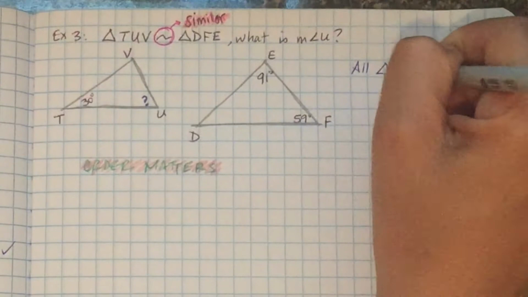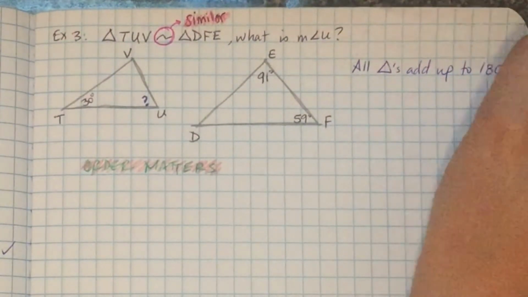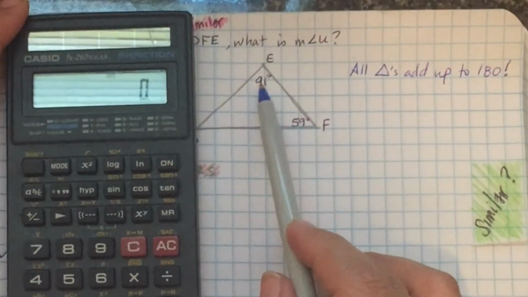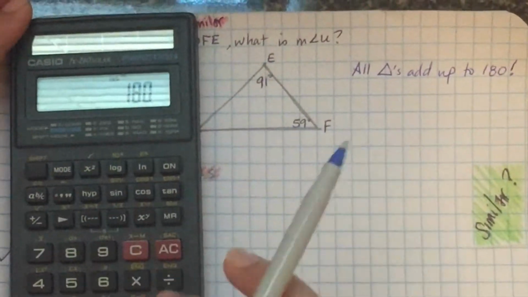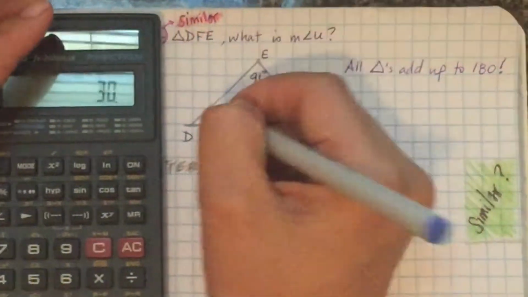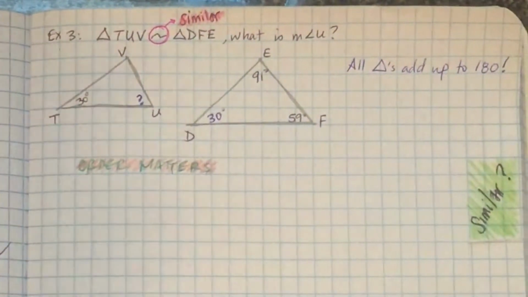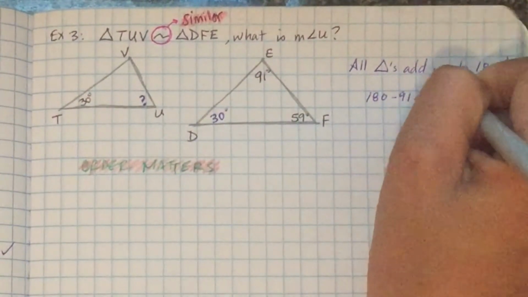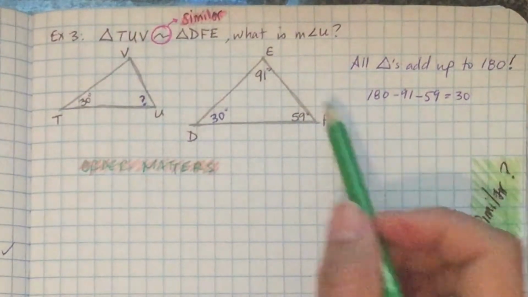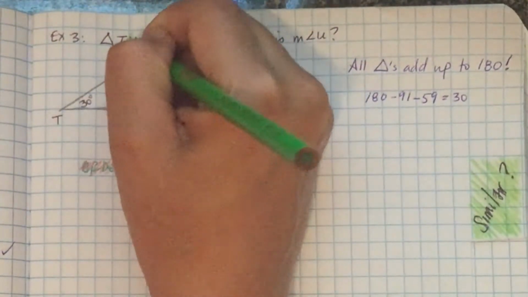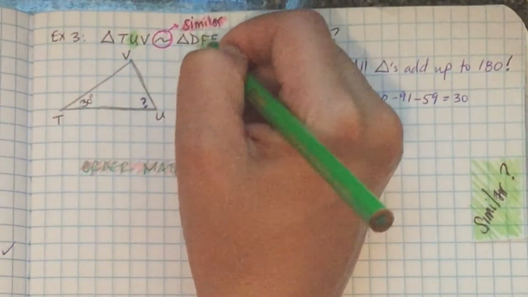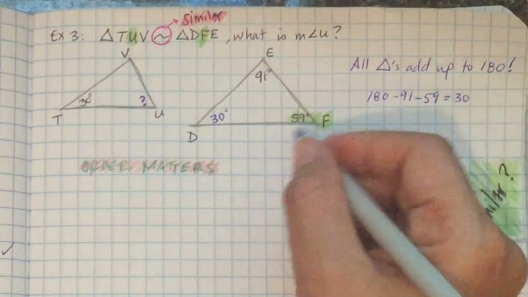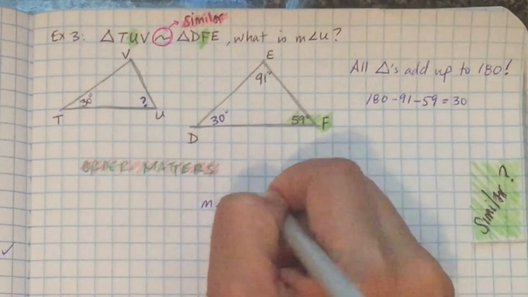Well, one piece of information that you need actually is all triangles add up to 180. So to find the missing angle in FDE, I can just say 180 minus 91 minus 59, and that will give me 30. So that missing angle is 30. Alright, so 180 minus 91 minus 59 equals 30. Alright, so let's work this out. So my similarity statement, I'm looking for U, which is in the middle. In the middle, the other one is F. So whatever angle F is my answer for U. So the measure of angle U is equal to 59.